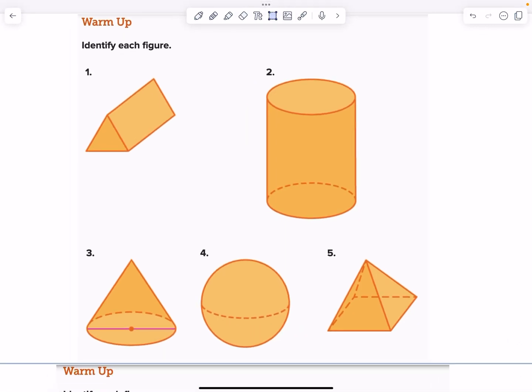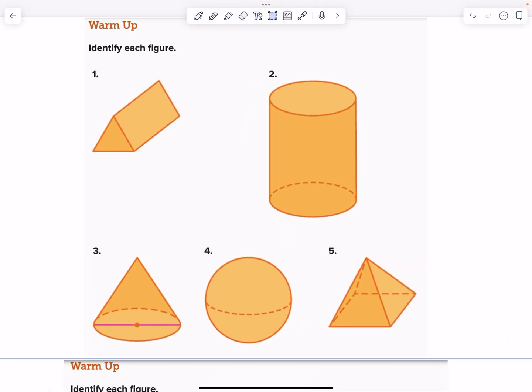Okay, so we're in Module 2.5. Here's the warm-up. Again, as always, we'd like to pause and try these, see if we can identify these three-dimensional figures. Once you get them jotted down or what you think they're called, go ahead and unpause. So I'm going to scroll down.